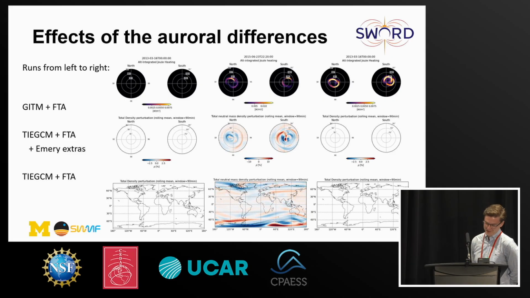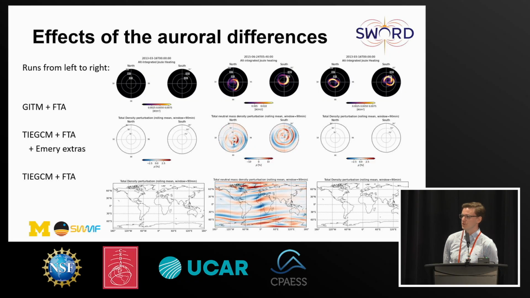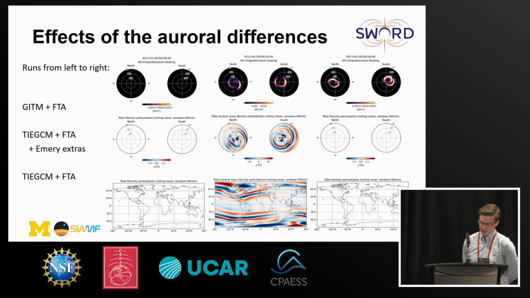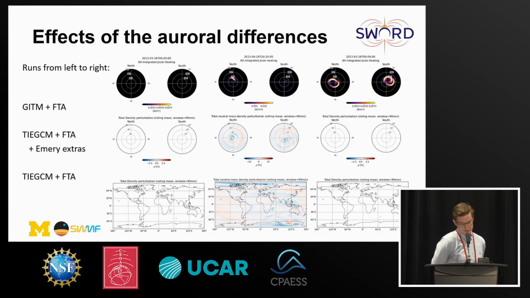So on the left, we have GITM and FTA. In the middle, we have a TiGCM FTA with the other two precipitation types. And on the far right, we have FTA only from the TiGCM. The top is the Joule heating, altitude integrated, in the exact same units between the three models.